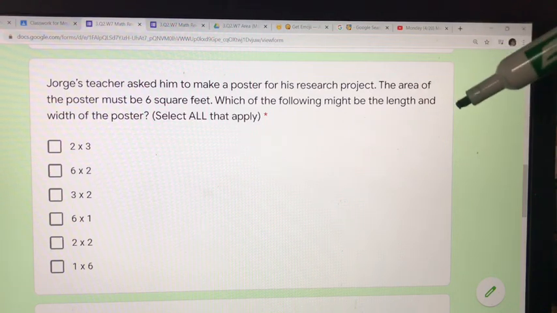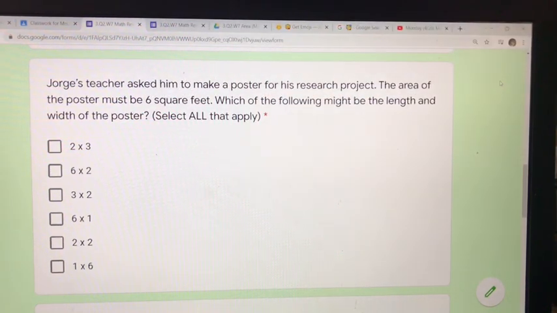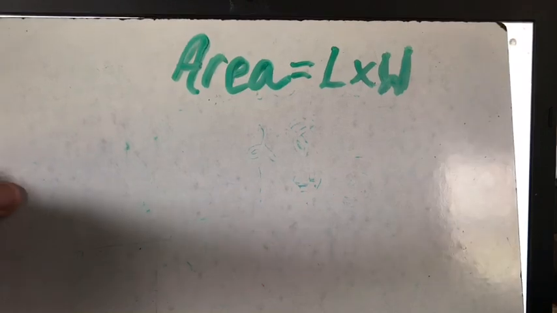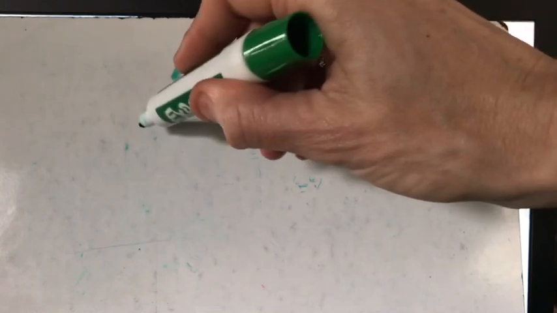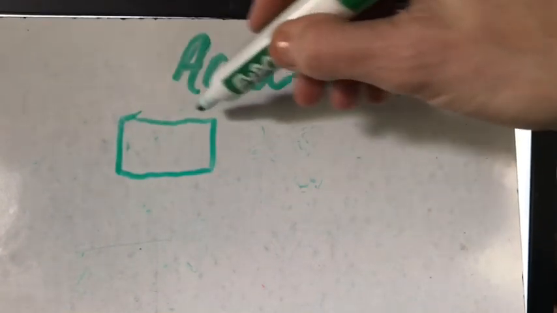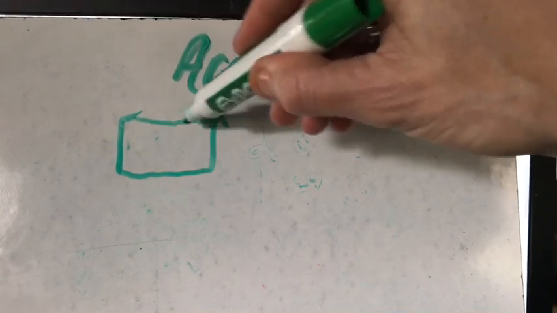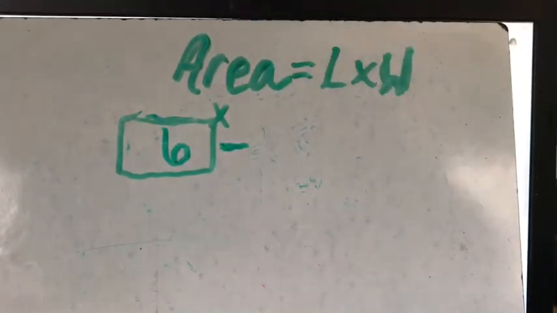We've read it once. Let's go back and look. The only number I see right now is 6. All right. And then I see the keyword area. So the area of the poster must be 6 square feet. So I'm going to get a picture in my mind. I used the formula for area. Area equals length times width. And they said that the poster, the area, when I multiply the length times the width, I have to get 6. All right?